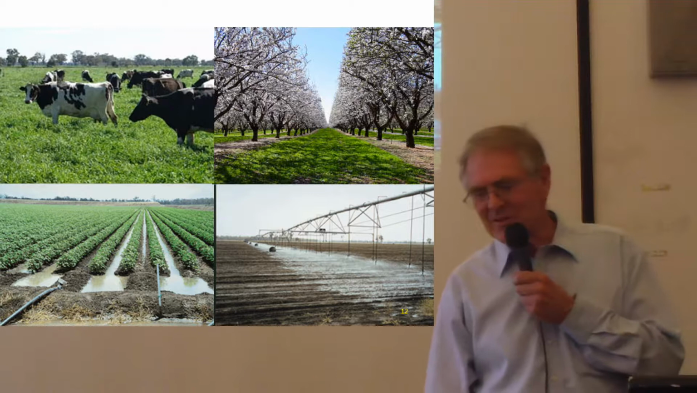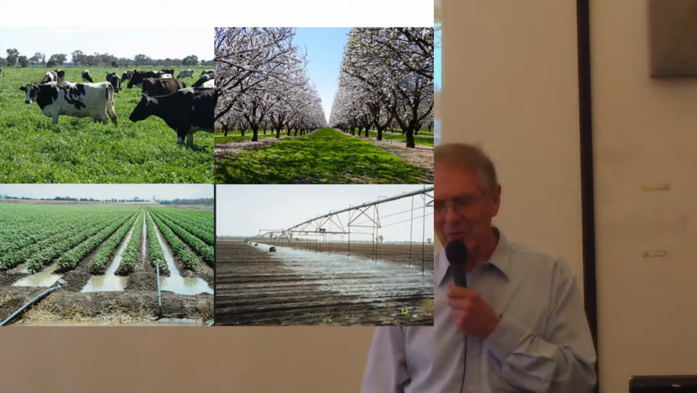The almonds these days are around about 90%. Cotton growing can achieve that, and potato growing a little bit less, so usually about 90 as well these days.